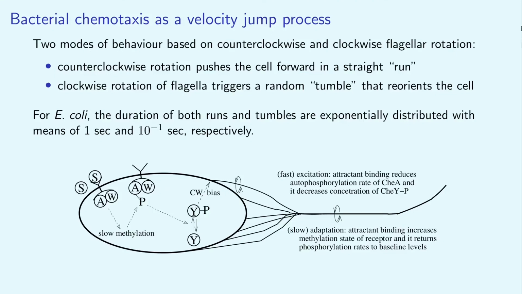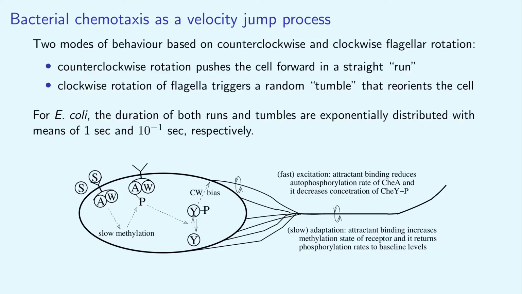We can summarize these observations that E. coli has effectively two modes of behavior based on counterclockwise and clockwise flagellar rotation. Counterclockwise rotation pushes the cell forward in a straight run, while clockwise rotation of flagella triggers a random tumble that reorients the cell. For E. coli, the duration of both runs and tumbles are exponentially distributed with means of 1 second and 0.1 seconds, respectively, so the tumble is quicker than a run. So we could just assume that it's instant. Therefore, the bacterium is undergoing the velocity jump process. It runs with a constant speed, and at a random instant of time it changes its direction.